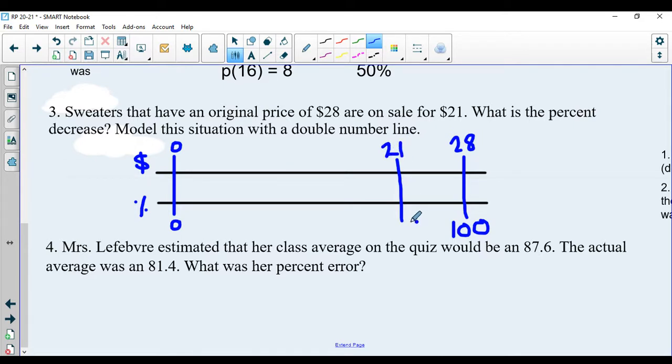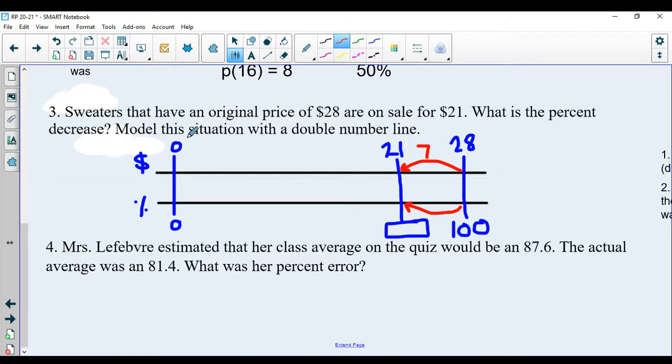The goal here, again, is not to calculate what this percent is. I don't want to know what percent I am paying of the total. I want to know what percent they took away to get here. So I need to know this distance as well, $28 to $21. To find that distance or difference, I would subtract. 28 minus 21 is 7. So the question now would be, what percent of 28 is 7?